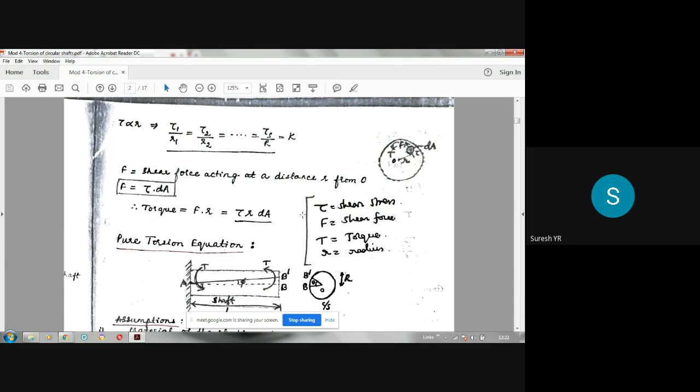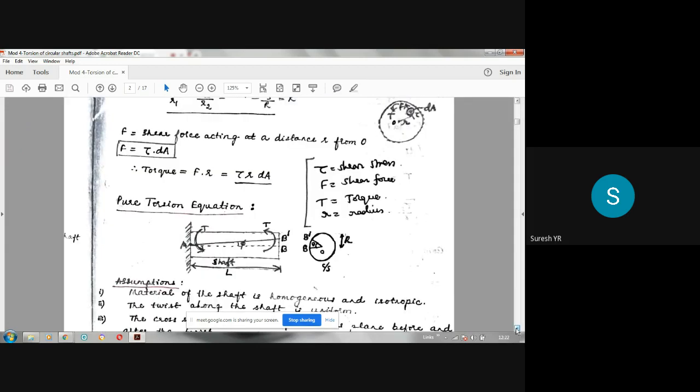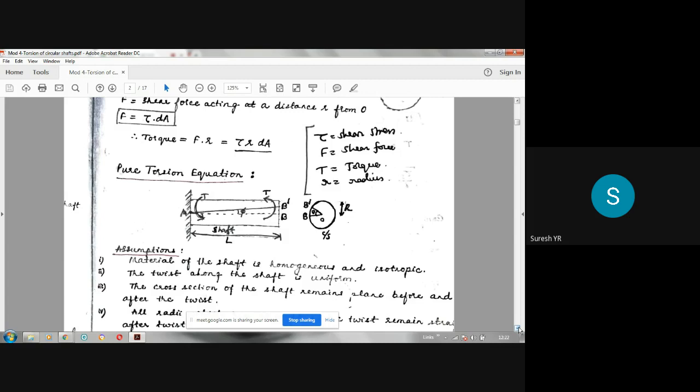So now we will see how the derivation can be done for the pure torsion equation. So here let us see how derivation can be done. Just like the pure bending equation, you have got the pure torsion equation also.